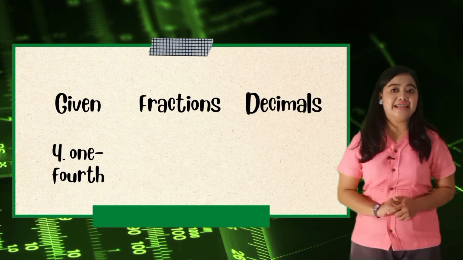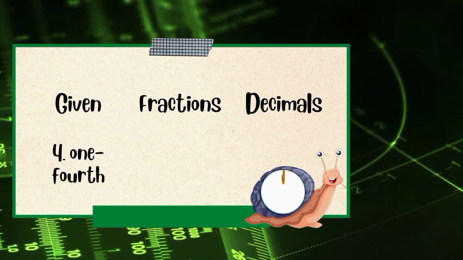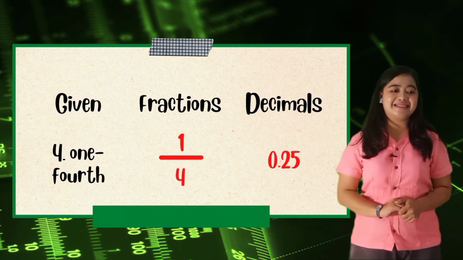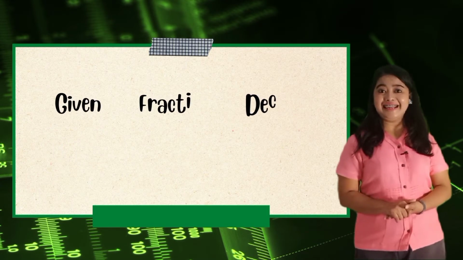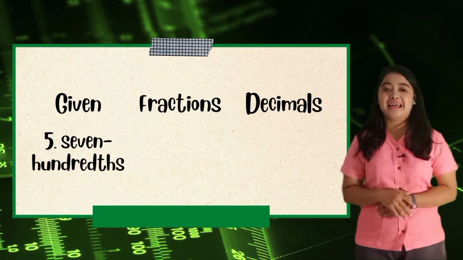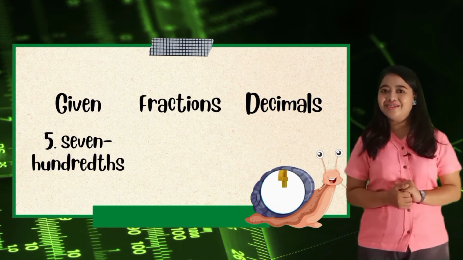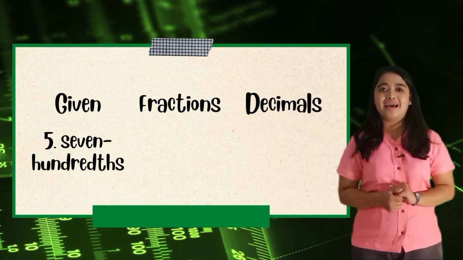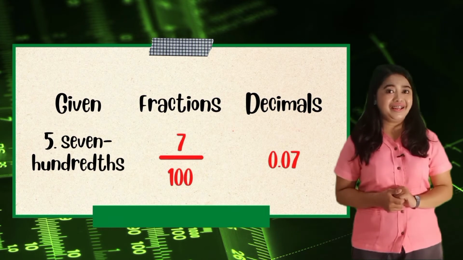Number 4. The given is 1/4. Timer! If your answers are like this, you did that very well! And last but not the least, number 5. The given is 700. Timer! If your answers are like this, you've got your brain in gear.